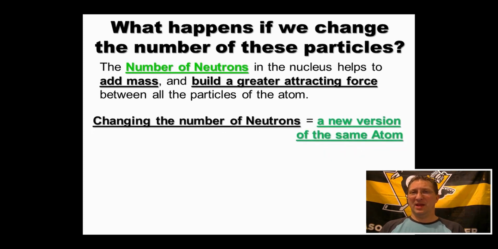Now, when you change the neutrons, we don't change the electrical charge, we don't change the type of atom that it is. It's still an atom, but it's a little bit different now, isn't it? It has some more mass. So I like to say that it's a different version of the same atom. It's still the same atom, it's just a different version of it.